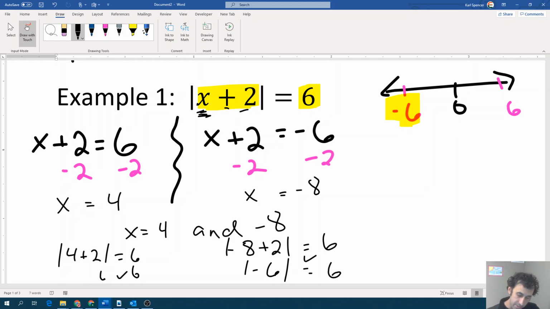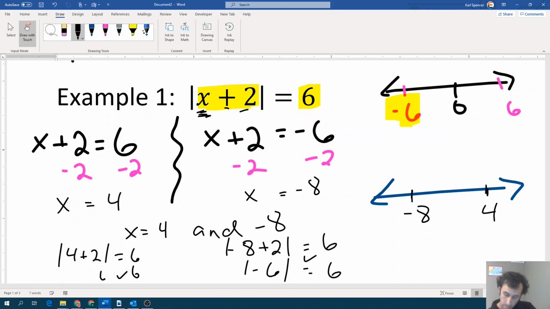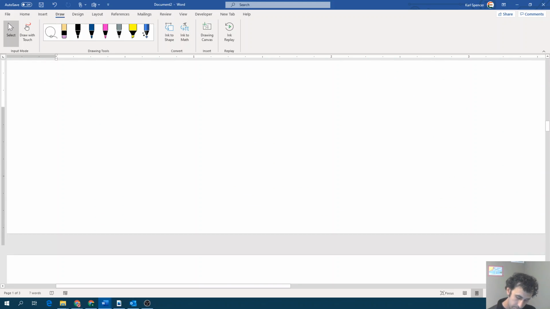So if we wanted to graph this solution on a number line, like the problem asks, we're going to get our number line. We're going to find -8. We're going to find +4. And we're just going to put some dots at those 2 points. So we have solved an absolute value equation. Let's try one more.